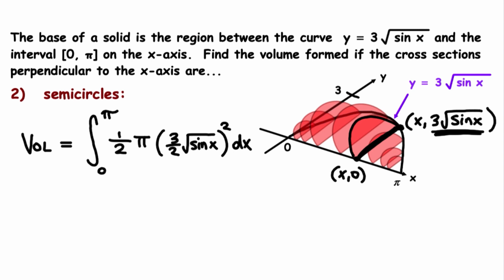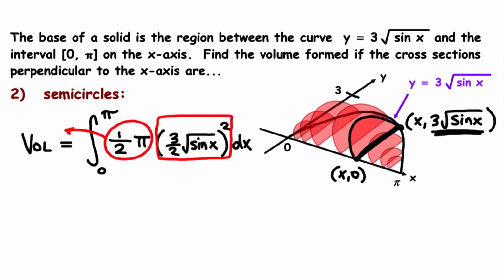The radius is going to be 3/2 radical sine x, so you have to be careful. All right, let's clear some things out. This is a pi over 2, which is a number. I will kick the pi over 2 out. Once we square this, 3 halves times 3 halves is 9/4. I'm also going to kick the 9/4 out. And when I square the square root, it's just going to become sine of x.